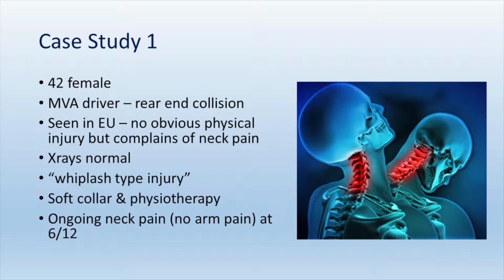So this is an example of a 42-year-old lady who was involved in a motor vehicle accident, rear-end collision. She was seen in the emergency unit. No obvious physical injury, but she had symptoms. X-ray is normal. She was diagnosed as a whiplash-type injury. She was given a soft collar and advised to see a physiotherapist for local treatment. And at 6-month follow-up, had ongoing neck pain.